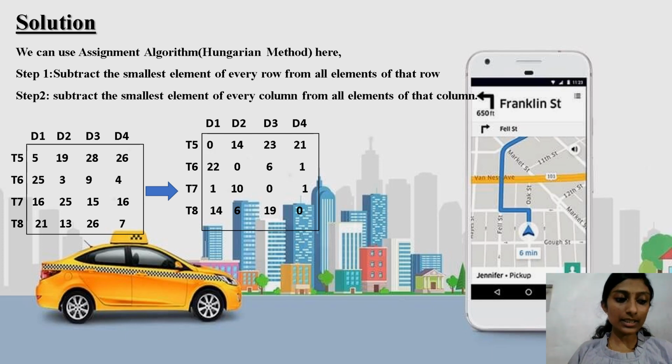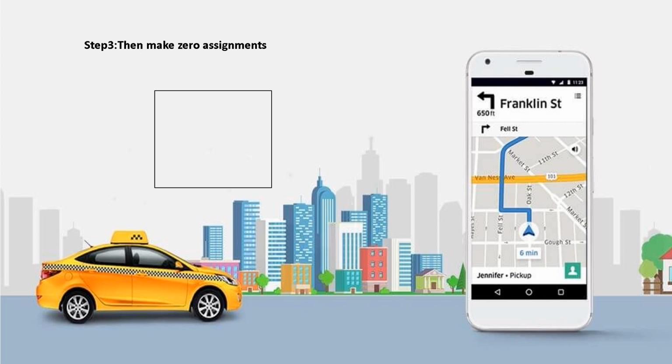Assignment problem is a special case of transportation problem in which the objective is to assign a number of origins or persons to an equal number of destinations or tasks at minimum cost. That is the assignment problem. So we completed step 2. After the completion of step 2, we have the cost matrix in this form. The next step is step 3.